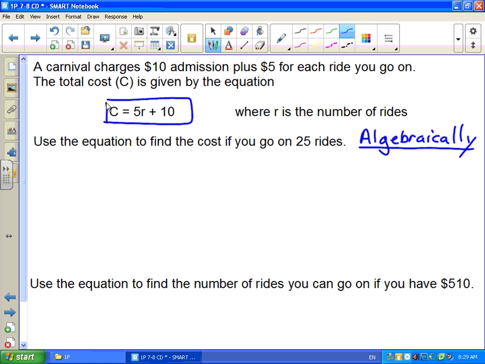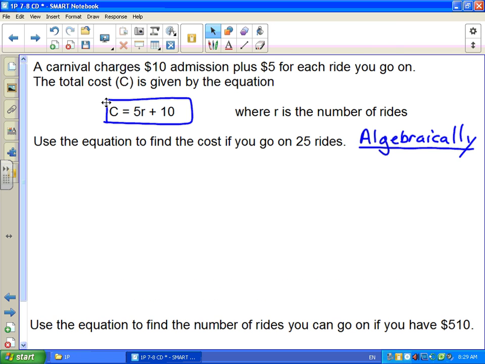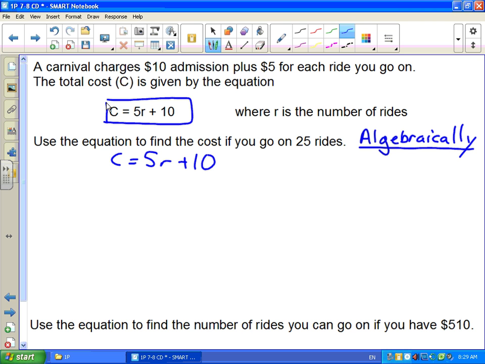So let's use the equation here to find the cost if you go on 25 rides. We'll start by just writing out our equation. C equals 5r plus 10. And then let's look at what they give us in the question. They give us 25 rides. 25 rides is a value of r. R equals 25. So let's sub this into our equation. So we replace r with 25.